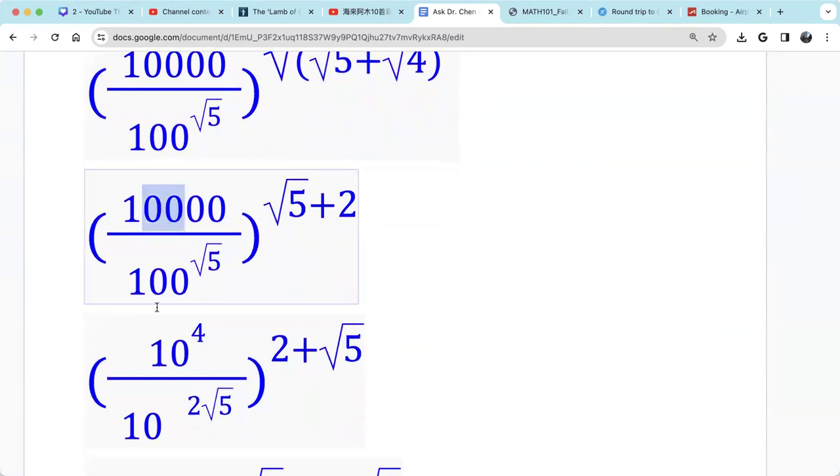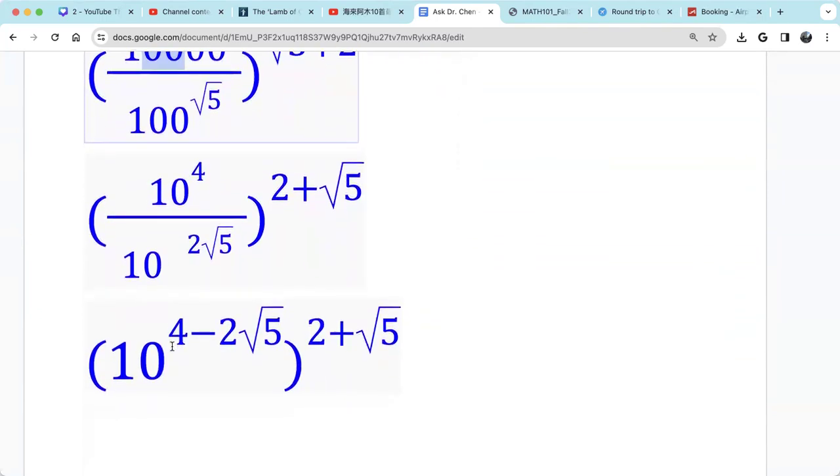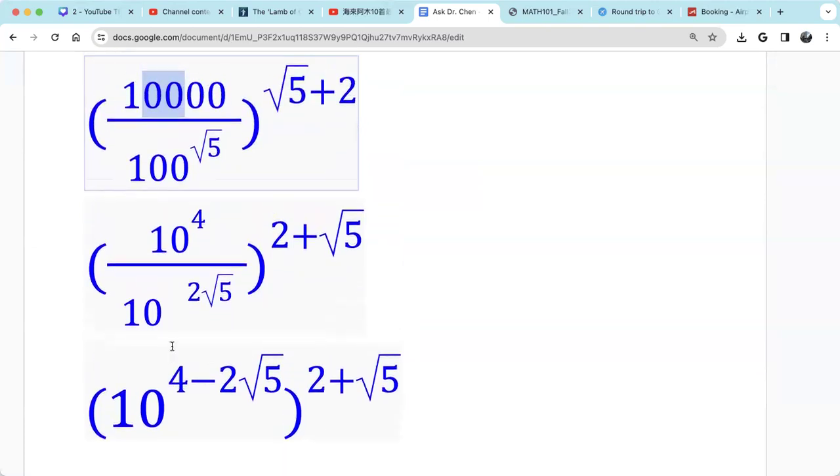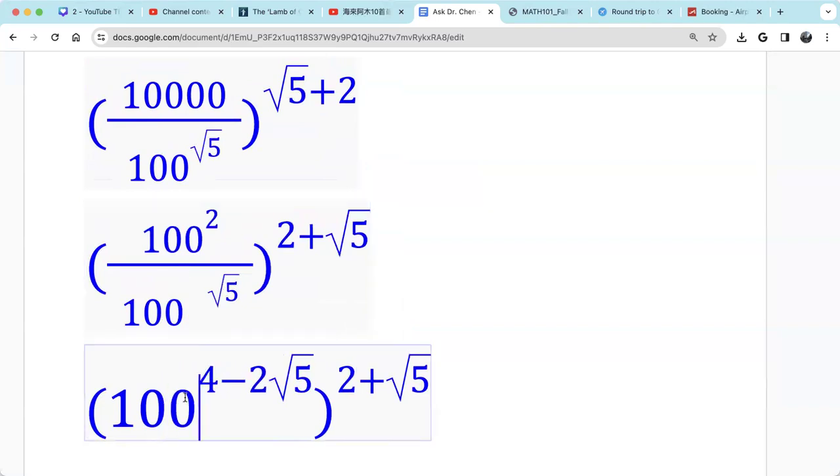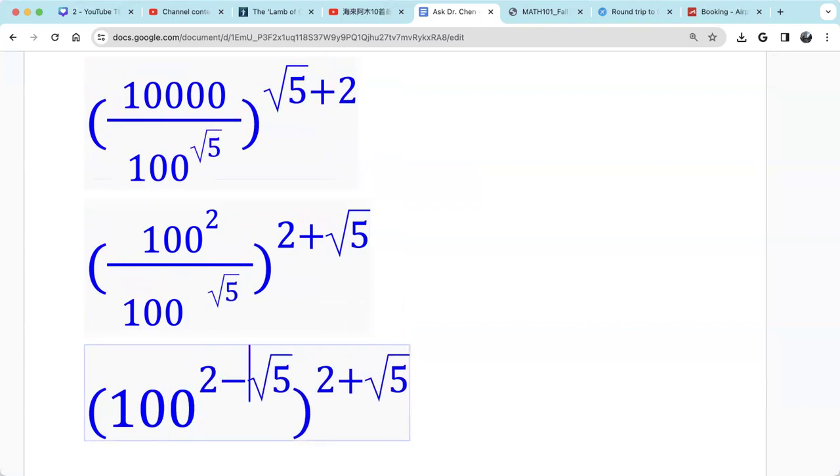And inside the parentheses, well, actually we can write it as 100 raised to the square, then 100 raised to radical 5. So in that case, we just use base 100: 100 raised to 2 minus radical 5. So you see, we have 2 minus radical 5 as the first layer of exponent, and the second layer of exponent is 2 plus radical 5. So we multiply those two.